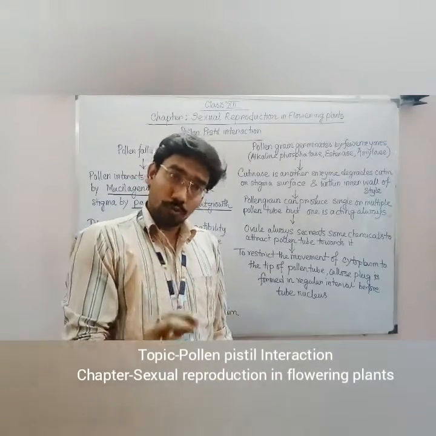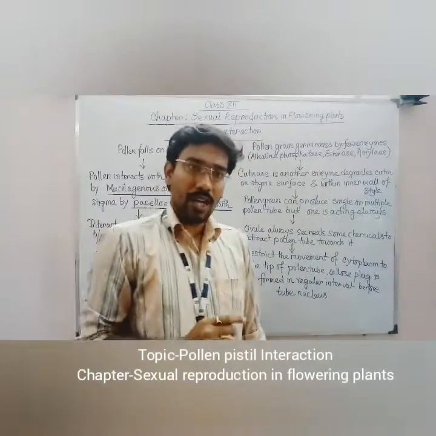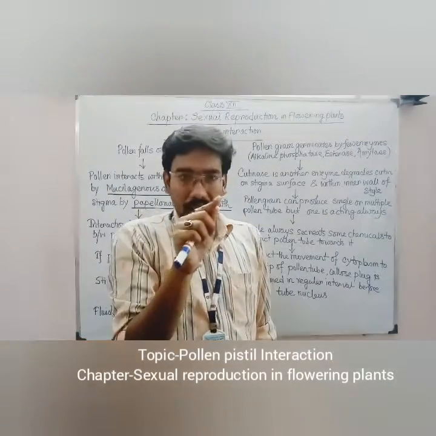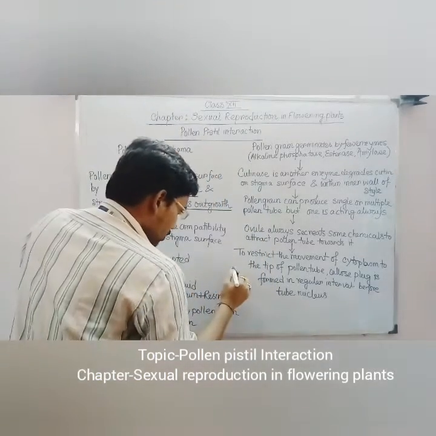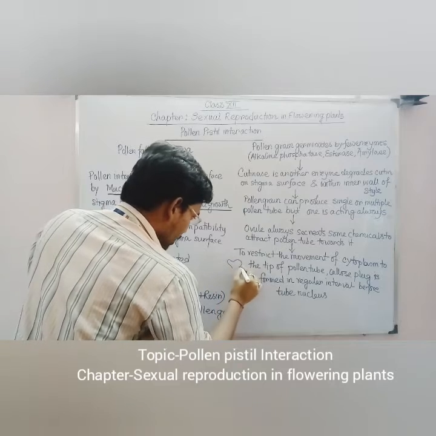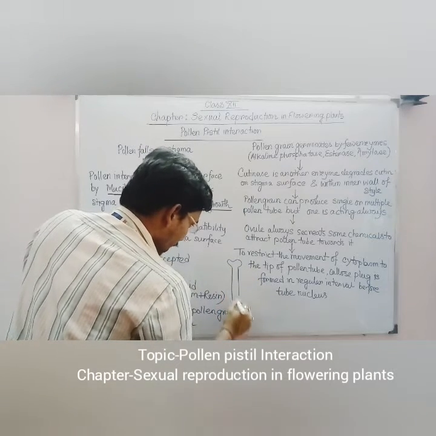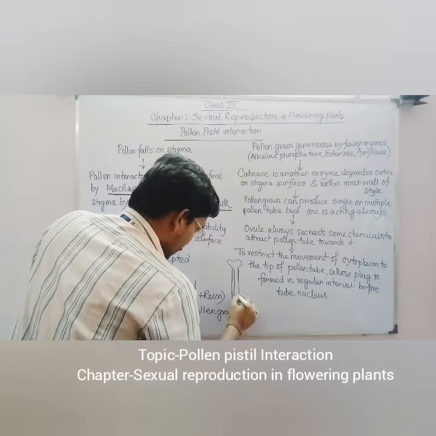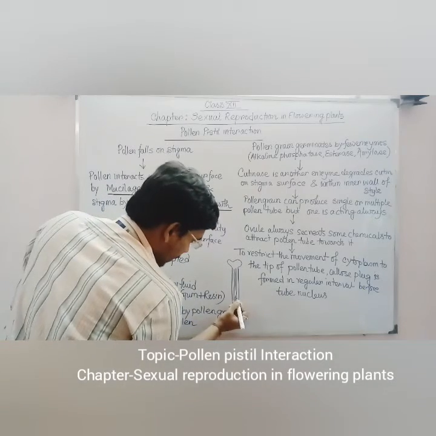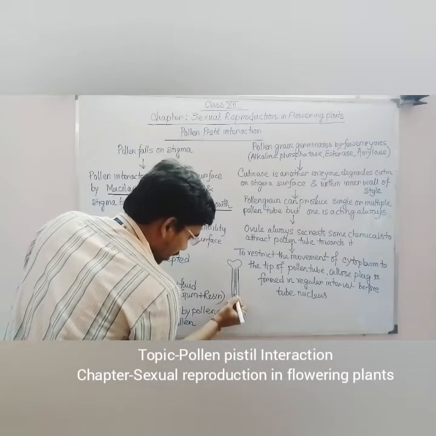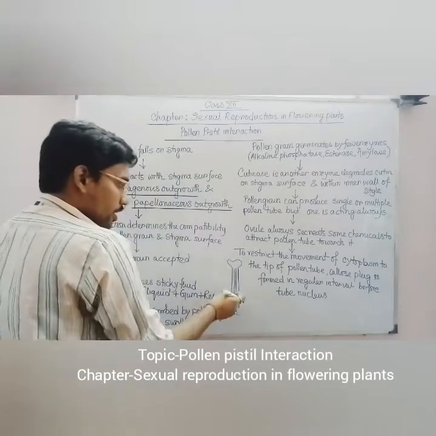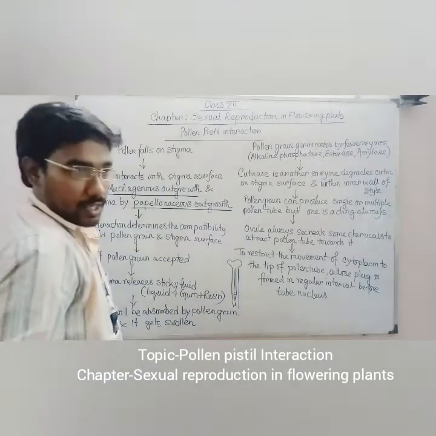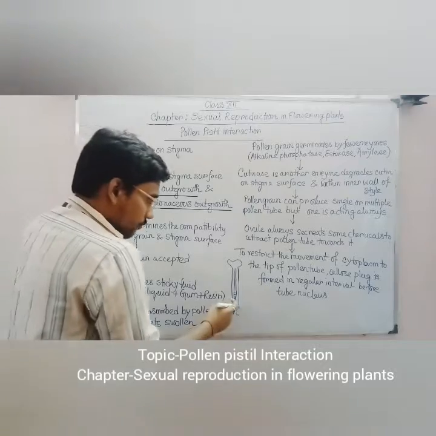So to restrict the movement of the cytoplasm, throughout the length of the pollen tube, at different intervals, callus plugs form. Suppose this is the surface of the stigma and this is the style. The pollen tube is coming like this, with one tube nucleus here and 2 male gametes here. When it moves downward, a callus plug forms, suppose here. So the pollen tube is not moving very smoothly. It is getting restricted due to the presence of this callus plug.